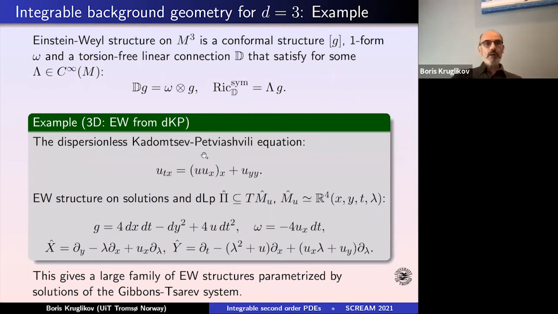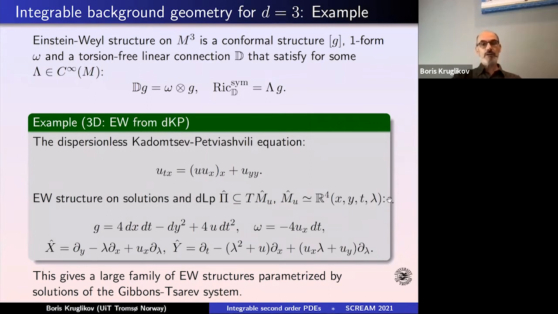Okay, so here's an example. Einstein-Weyl structures from the dispersionless Kadomtsev-Petviashvili equation. Here's the dKP equation, right? It's 3D, so three independent variables, t, x, y, and one dependent variable u. Now, the Einstein-Weyl structure on solutions and the dispersionless Lax pair are given as follows. So here the coordinates are x, y, t, that's the base, right? That's the solution parameterized by x, y, and t, and lambda the spectral parameter.